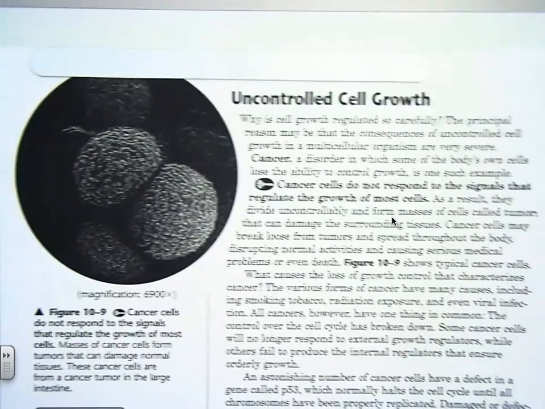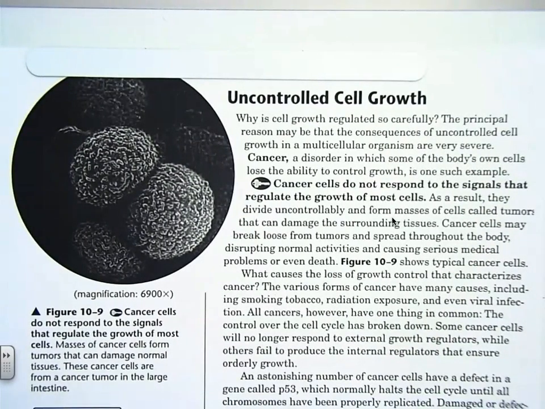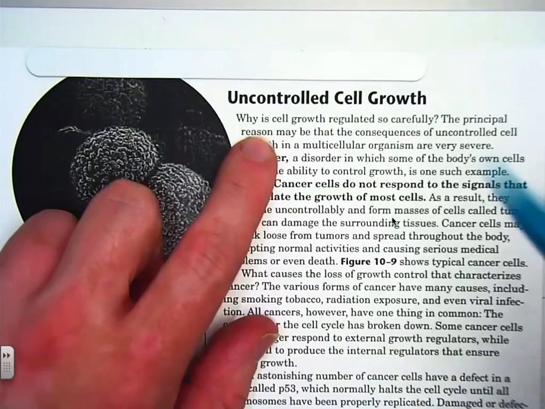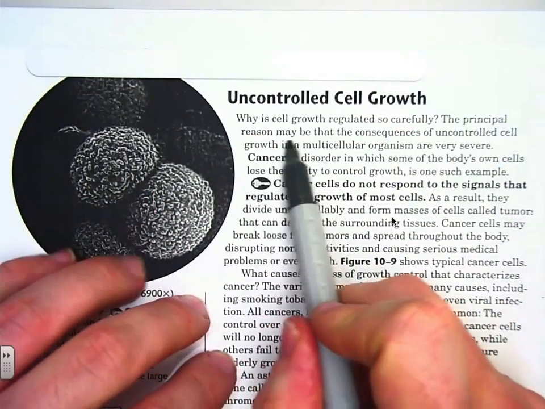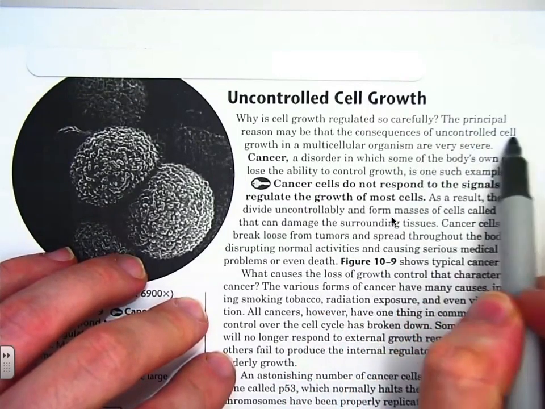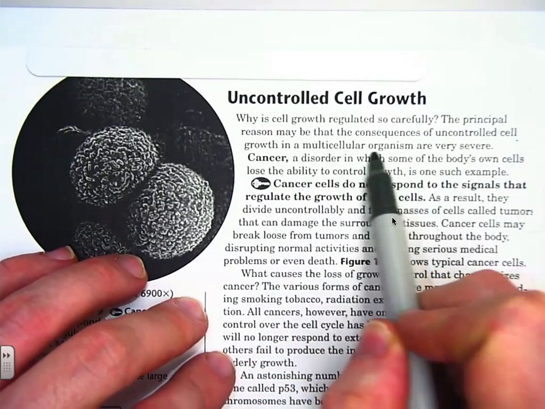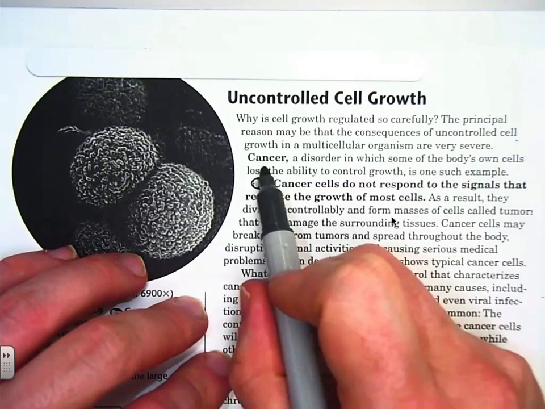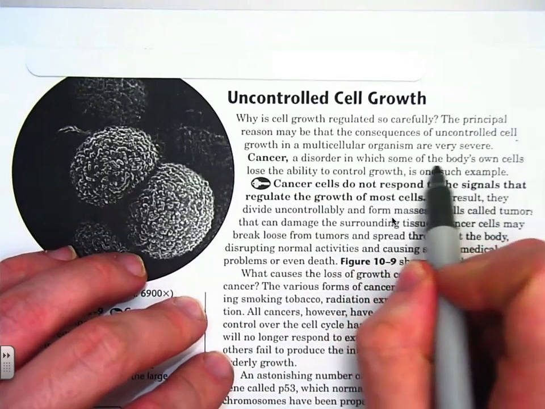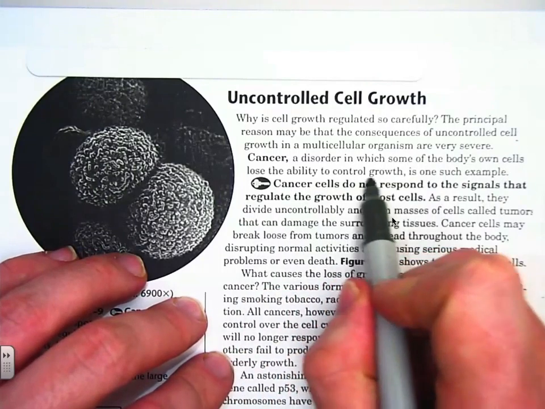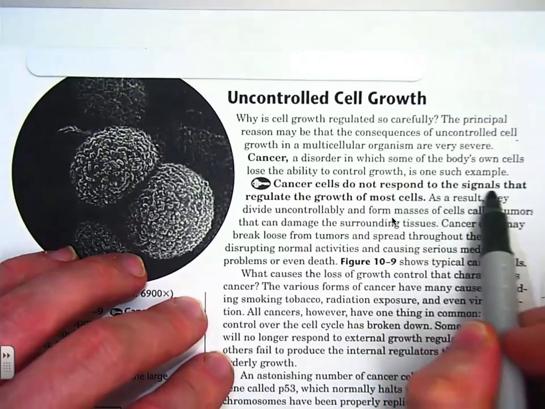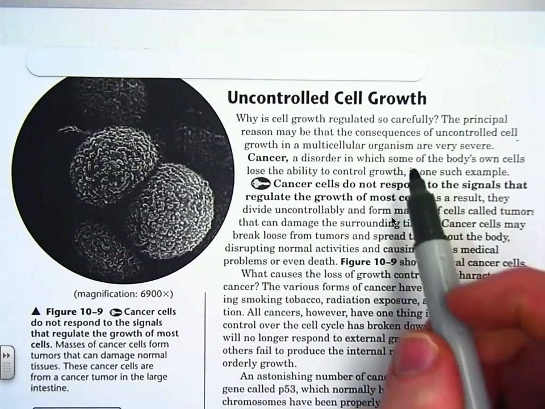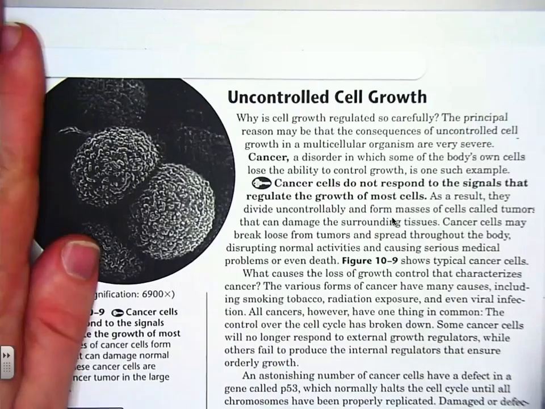And finally, page 252, uncontrolled cell growth. Why is cell growth regulated so carefully? The principal reason may be that the consequences of uncontrolled cell growth in a multicellular organism are very severe. Cancer, a disorder in which some of the body's own cells lose the ability to control growth, is such an example. Cancer cells do not respond to the signals that regulate the cell growth of most of the cells, and that's what cancer is. It's out of control cell growth.